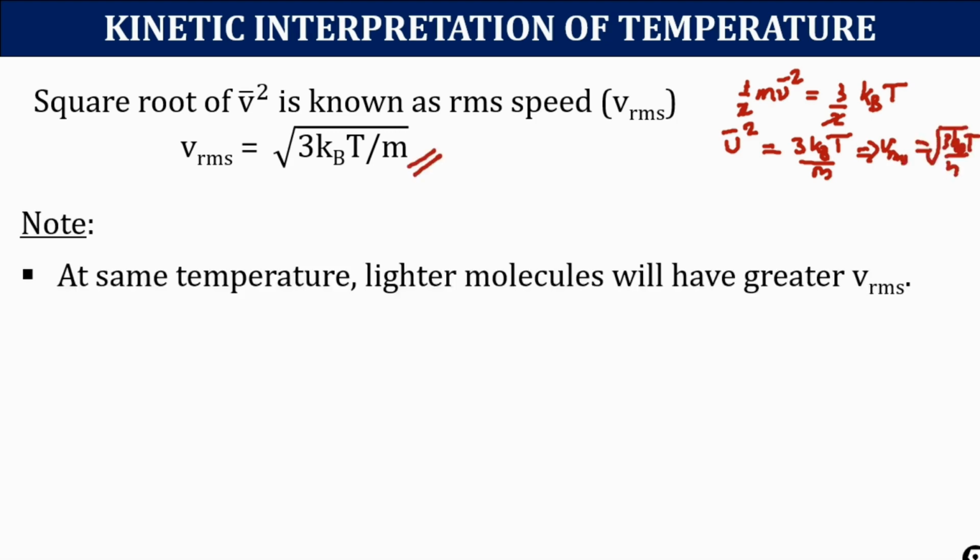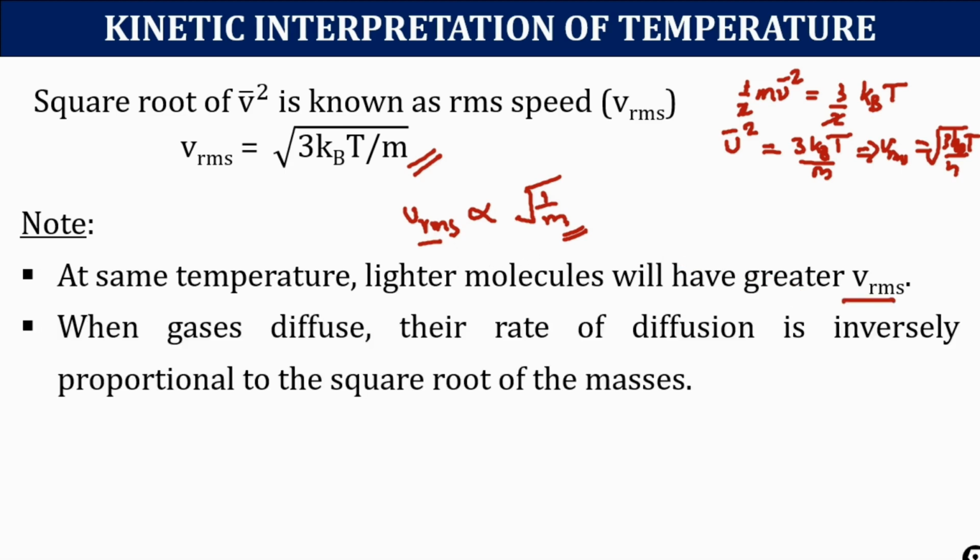At the same temperature, lighter molecules will have greater RMS speed. Why? Observe, when maintained at the same temperature, different molecules will have the same average kinetic energy. vrms should be proportional to the square root of 1 by m. Therefore, the molecule whose mass is greater will have a lower RMS speed, and the molecule which is lighter will have the greater value of RMS speed.